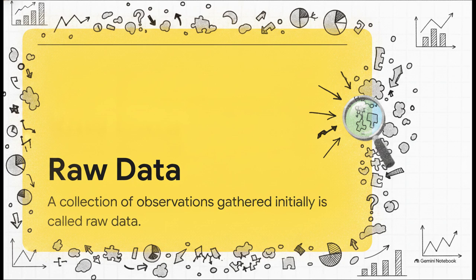When we first collect all these observations, they definitely don't come in a nice, neat little package. This initial pile of numbers is called raw data. It's exactly what you have right after you finish your survey or your experiment, before you've done absolutely any organization whatsoever. And trust me, looking at raw data can be an incredibly overwhelming experience. Let me show you exactly what I mean.